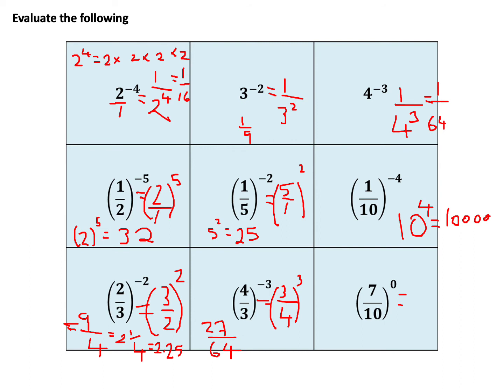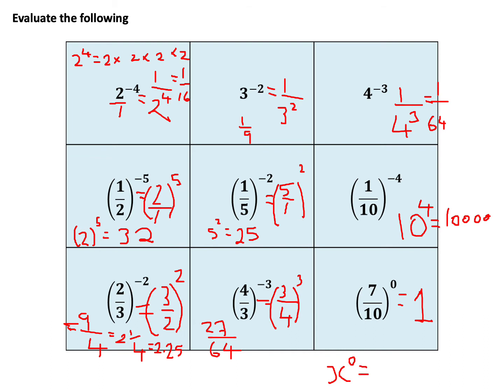Okay, and then lastly, 7/10 to the power of 0. Well, there's a little rule here, guys. Anything to the power of 0 is always 1. Okay, so it's just a little rule, guys. Anything to the power of 0 is always 1. So x to the 0 is always 1.